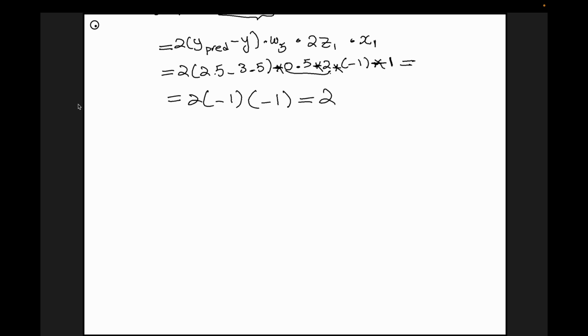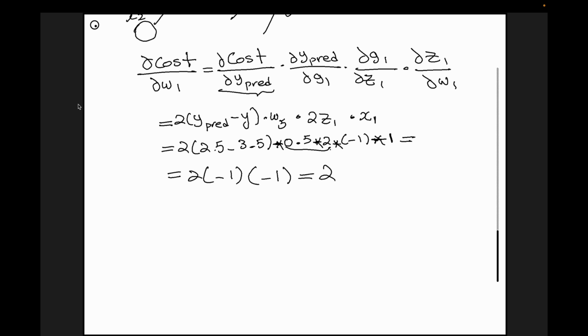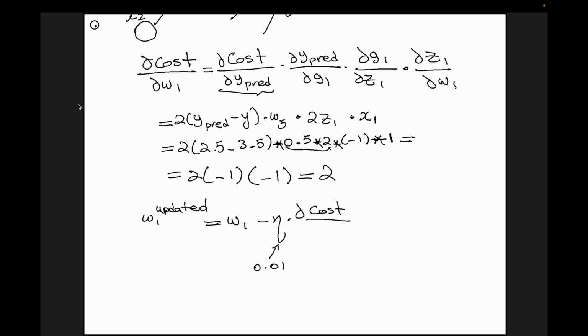So how do we update W1 now? Now we know this partial derivative. So W1 updated would be equal to whatever W1 was minus eta, which is our learning rate, which we assume is 0.01, times this partial derivative. W1, as a reminder, was 1. So we want to update that: 1 minus 0.01 times 2. So that will become 0.98.